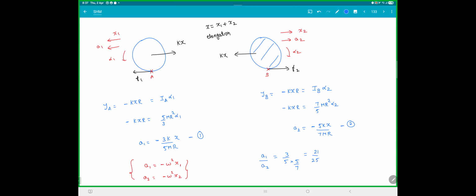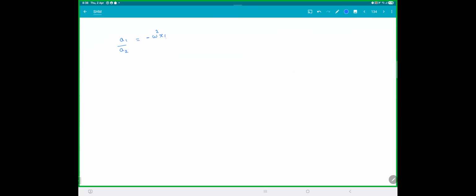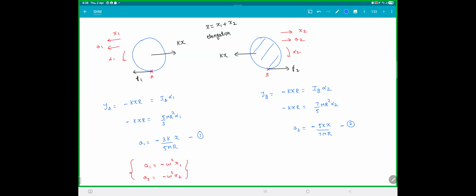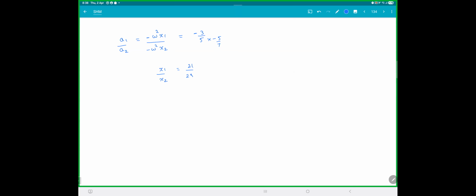All clear with this? So when you do a1 by a2, which is minus omega square x1 over minus omega square x2. See, the omega will be the same for both the things. Why? Because they belong to the same system. They have to have the same time period. If they don't have the same time period, the motion won't repeat. So then this is minus 3 by 5 and minus 5 by 7. So we get x1 by x2 is equal to 21 by 25. Perfect. This is the ratio of the displacements, right?